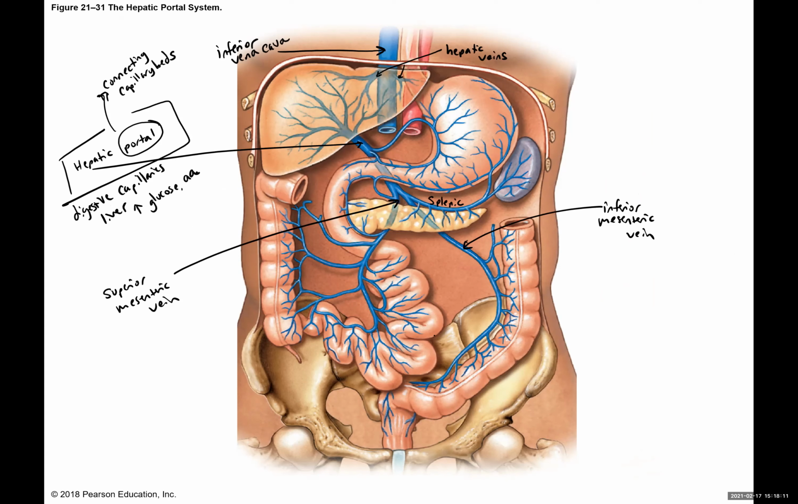That is it for our torso. Stay tuned for a video on the thoracic and upper appendage.